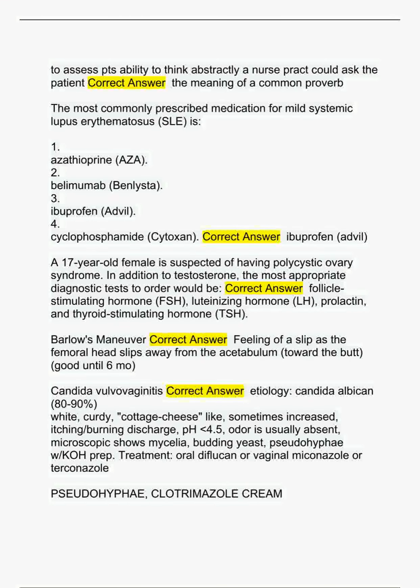Correct answer, ibuprofen, Advil. A 17-year-old female is suspected of having polycystic ovary syndrome. In addition to testosterone, the most appropriate diagnostic test to order would be, correct answer, follicle stimulating hormone, FSH, luteinizing hormone, LH, prolactin, and thyroid stimulating hormone, TSH.